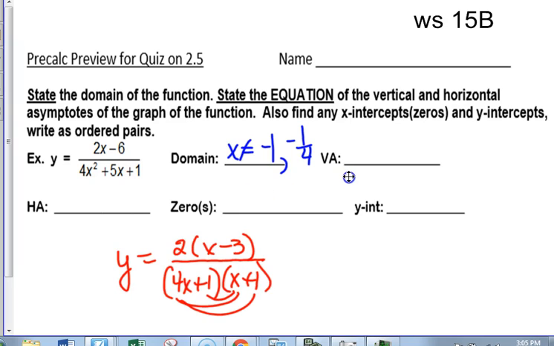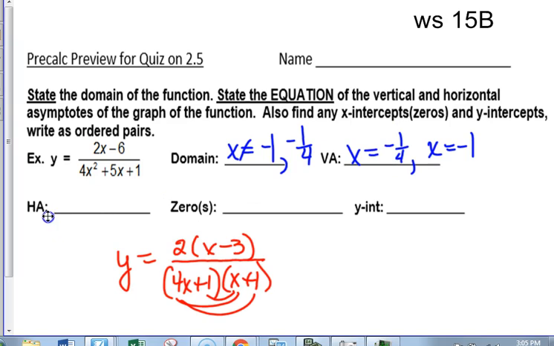Okay, vertical asymptotes are actual lines, so you need an equation of a line. X equals negative 1/4, and there is another one at x equals negative 1. I would prefer you wrote it as two separate, because it's two separate lines on the graph, okay? If you just put a comma, I'm not going to. But this is cannot equal, and this is does equal. And the difference is this is a boundary for the graph. It's not actually part of the graph.